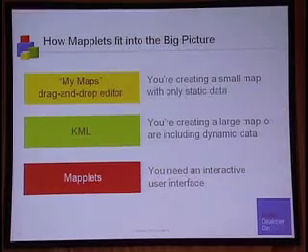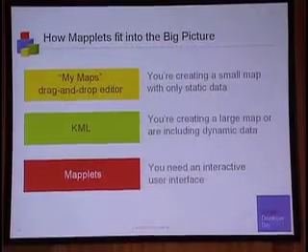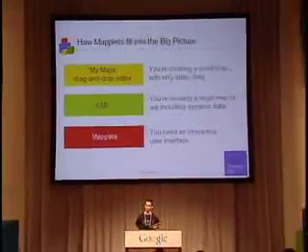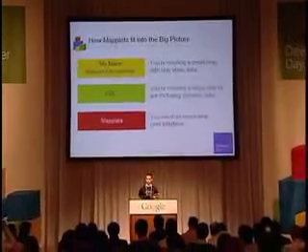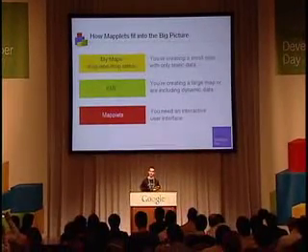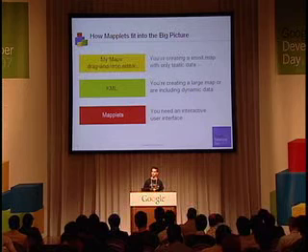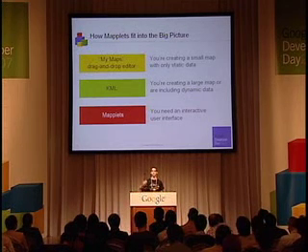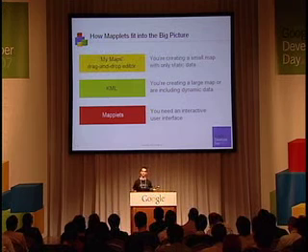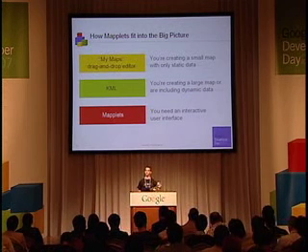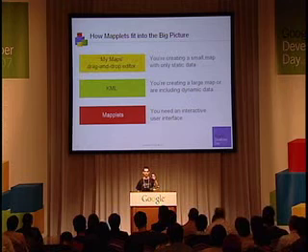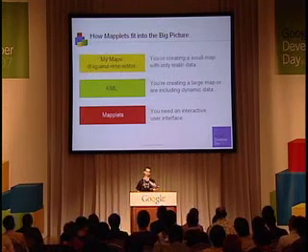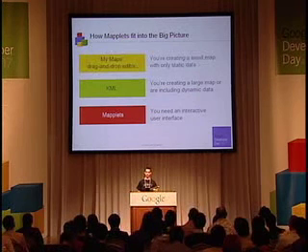So, where do Mapplets fit into the big picture? Just recently, Google Maps launched a feature called My Maps, which is a drag and drop editor. You should use this when you just want to create a small map with only static data, such as here is a restaurant, here is a bar which we can go to after the restaurant, and a cinema, and you send this to your friends.